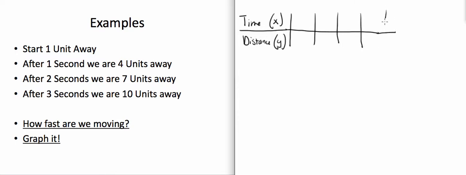When they say we're so far away, it means we're talking about a motion sensor. If there's a motion sensor there, we're going to start at a certain distance away. We're walking forward or backwards from it. So when we start, that's when x is 0 and our distance is 1. After 1 second, we come to 4. 2 seconds goes to 7. 3 seconds goes to 10. So that's how this is going to look in a table, very similar to what we've done before.